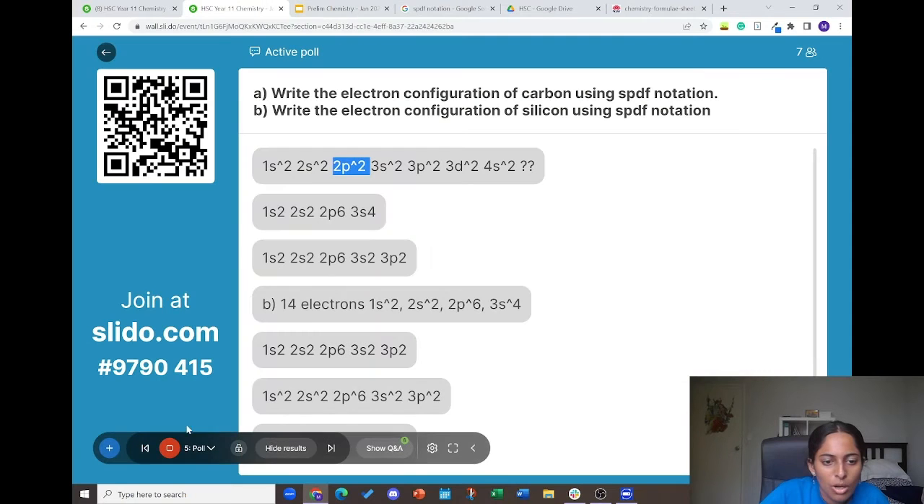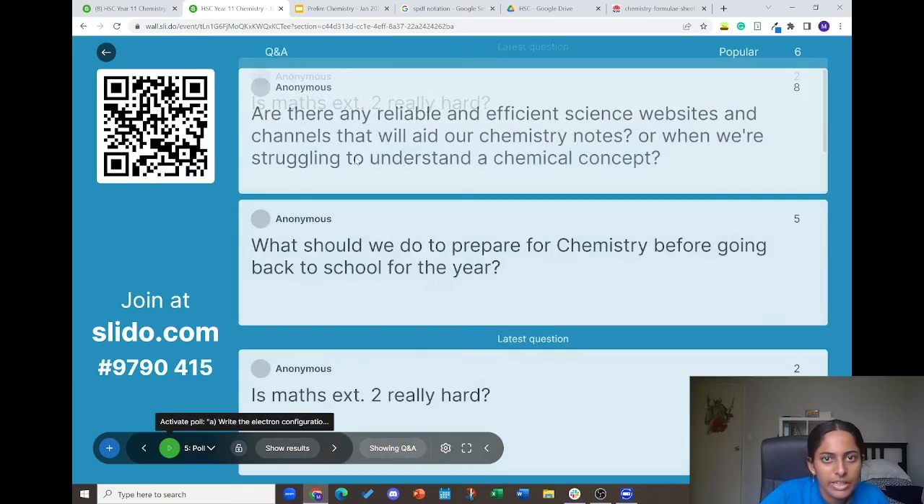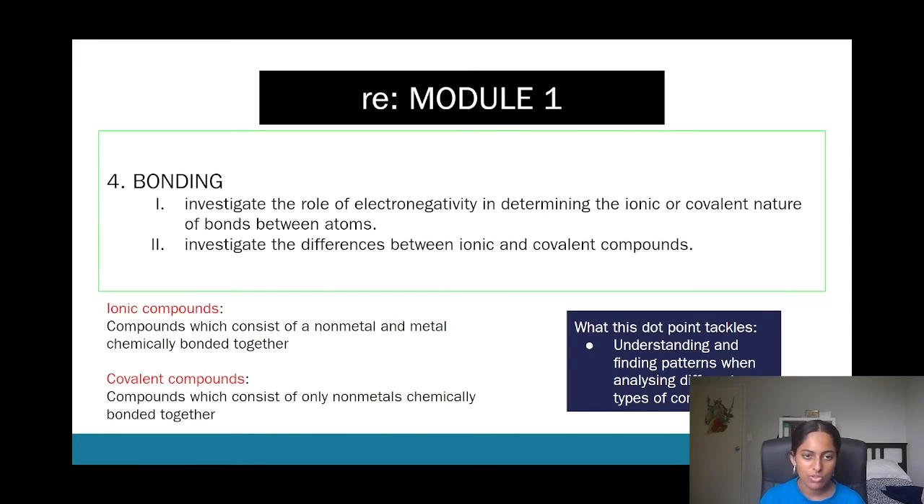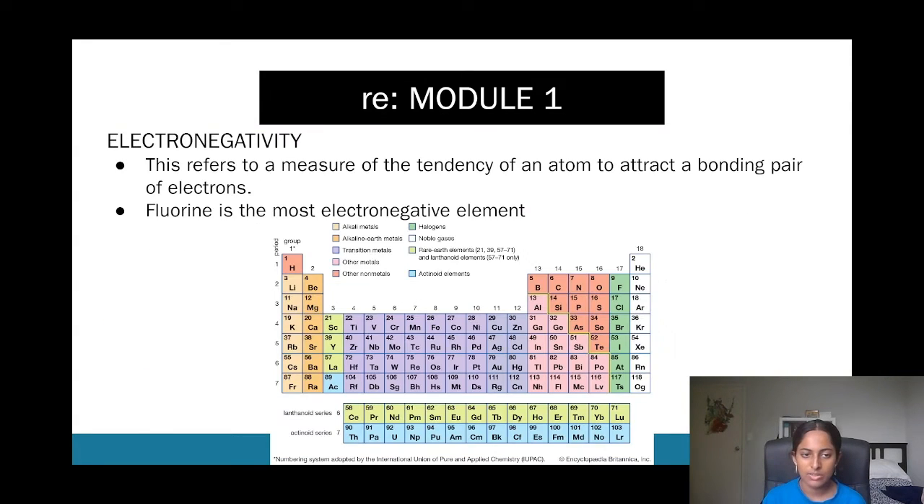I'm just going to stop the poll over here. The next half is pretty much looking a bit at bonding, and a bit more at properties of atoms within the periodic table. In terms of bonding, we look at ionic compounds as well as covalent compounds. And this relates to a concept called electronegativity.